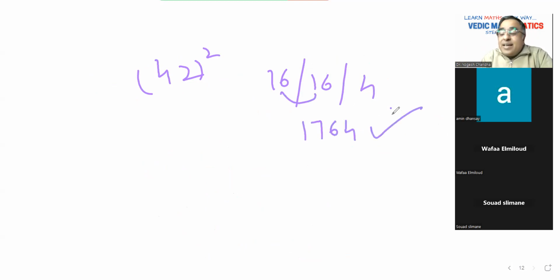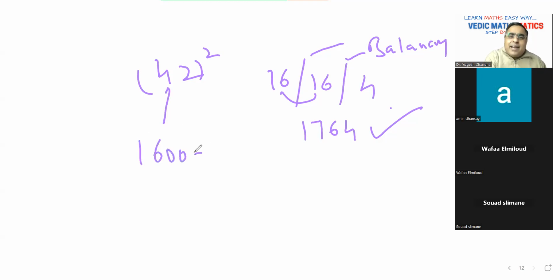Finish. These are called balancing lines. You just have to balance one digit at one point. So easy. See the same question: what you were doing, you were first finding 1600, then 4, then 40 into 2, 80 into 2 plus 160, and see how simply 16, 16 and 4. The smaller the calculation, the easier it is. You'll never get trouble. You'll never get silly mistakes.